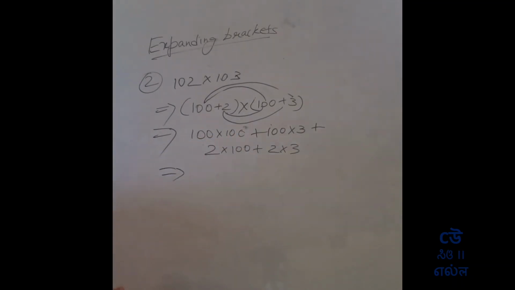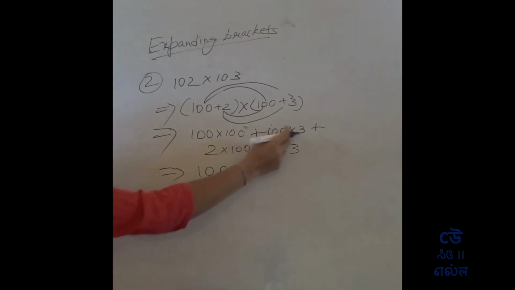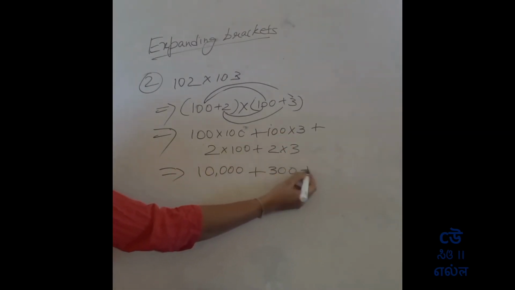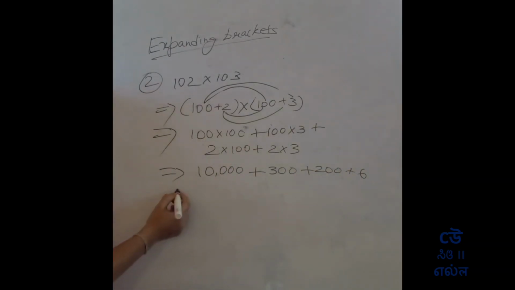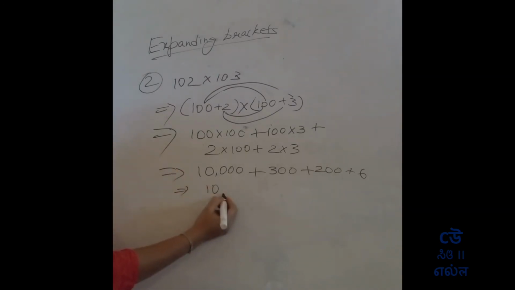So, here what is there? 100 into 100 is how much? 100 into 100 is 10,000. 100 into 3 will be 300. Plus 2 into 100 will be 200. Plus 2 into 3 is 6. Now you can easily add this. 10,000 plus 300 plus 200 plus 6. 300 plus 200 is 500. So 10,000 plus 500 will be 10,500. 10,500 plus 6 will be 10,506. Understood, children?